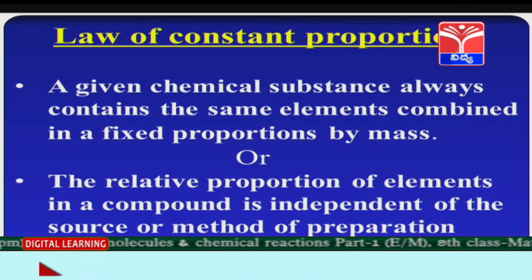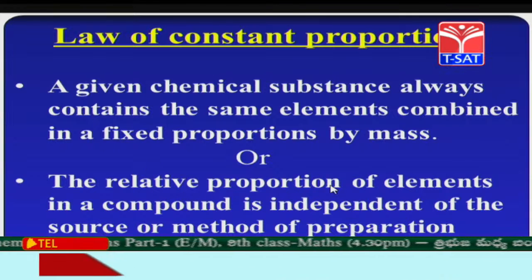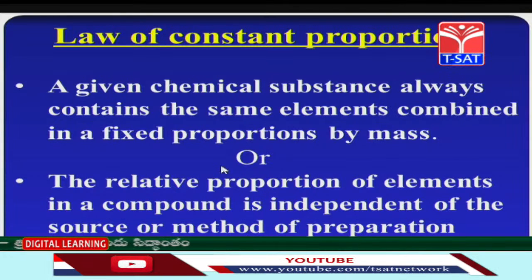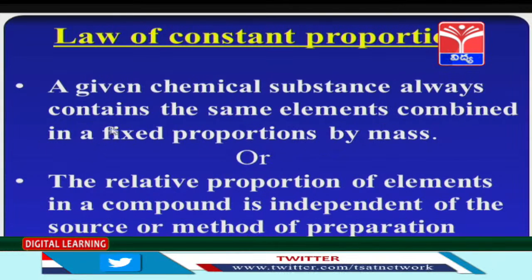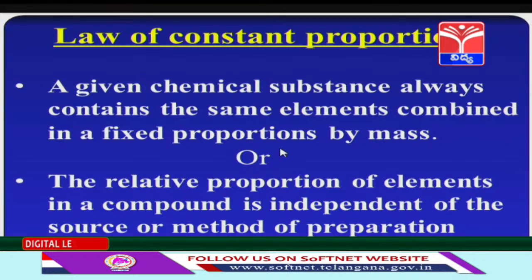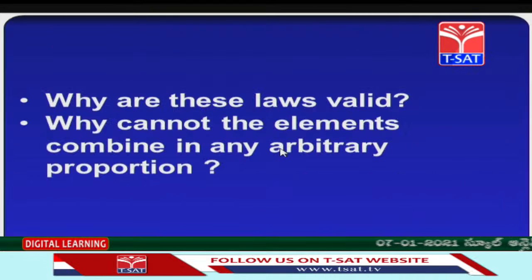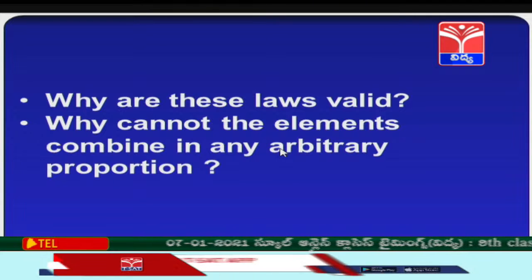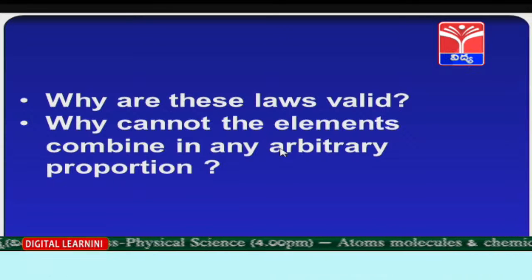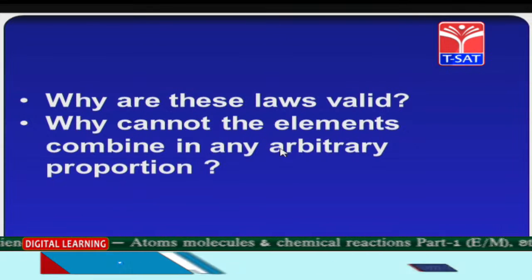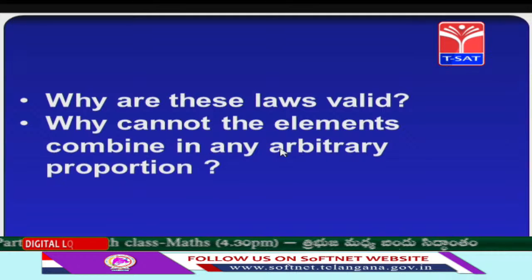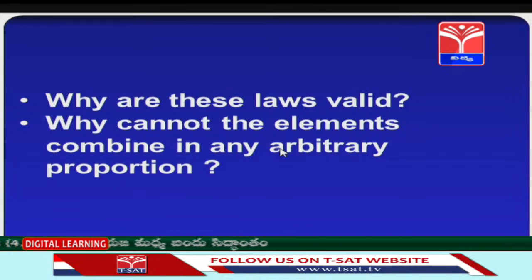So, the relative proportion of elements in a compound is independent of the source or the method of preparation. A given chemical substance always contains the same elements combined in fixed proportions by mass. Children, why are these laws valid? Why do we need these laws actually? Why cannot the elements combine in any arbitrary proportions? Why should they combine in fixed proportions? Because these elements combine together to form molecules.